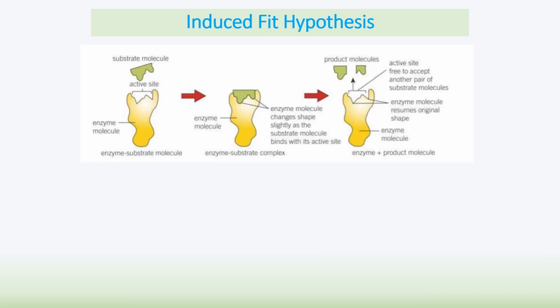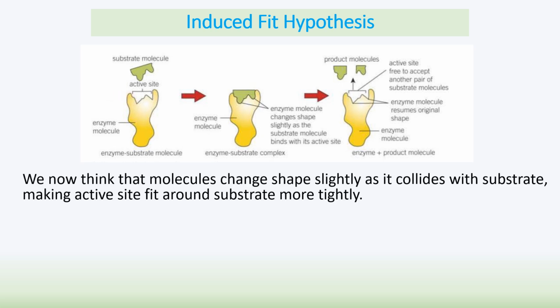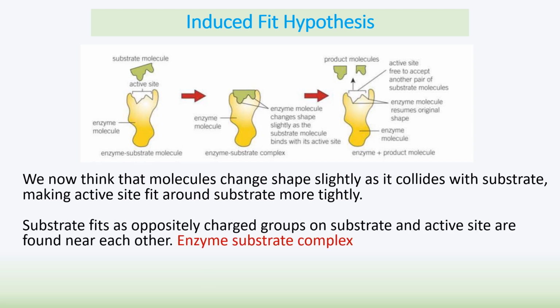Then we have something called the induced fit hypothesis. Whereas we've got the lock and key theory, which is the idea that the substrate is complementary to the active site, the induced fit hypothesis takes that a little bit further and suggests that the enzyme's active site may accommodate itself to fit the correct substrate. We think the molecule changes shape slightly as it collides with the substrate, and the active site will fit more tightly around the substrate. This is called the enzyme substrate complex.